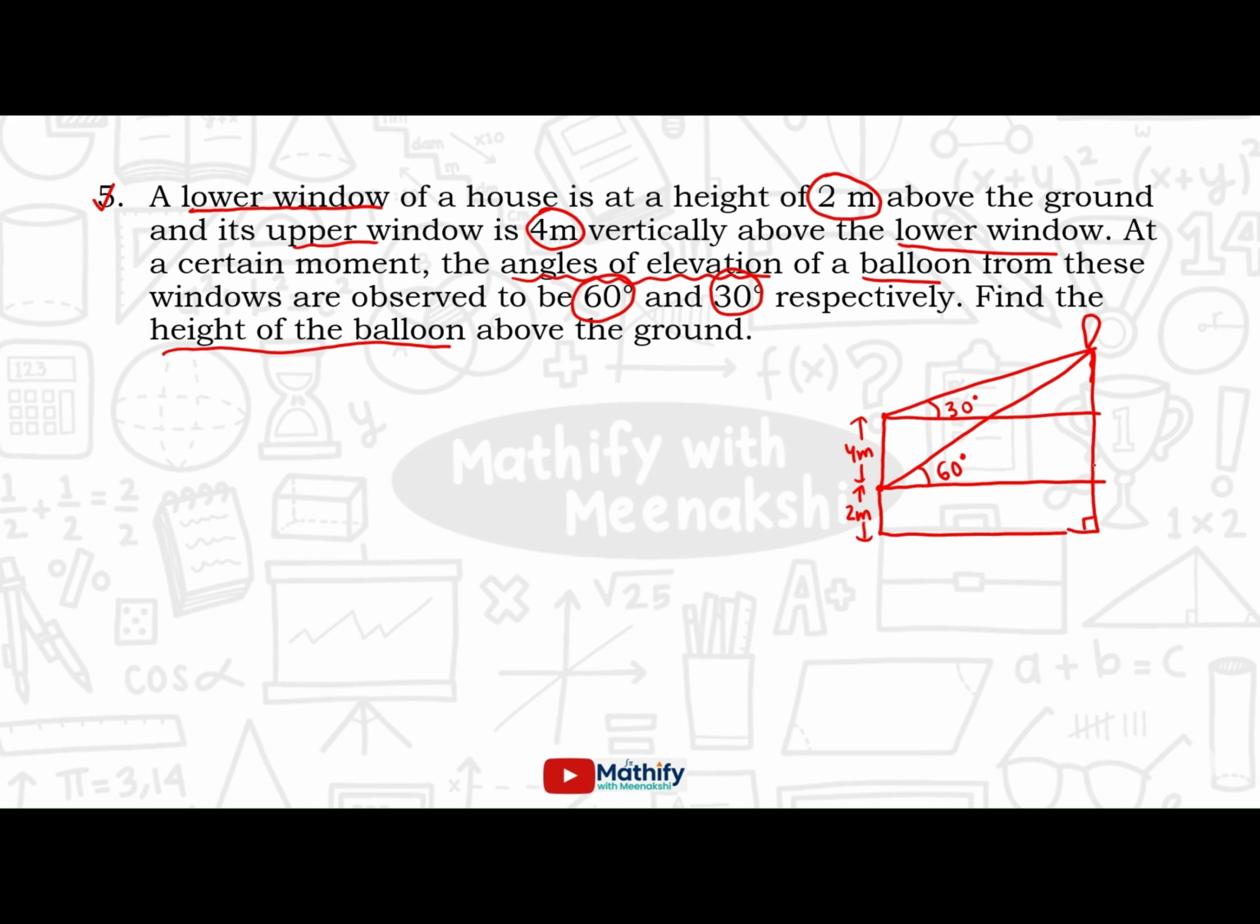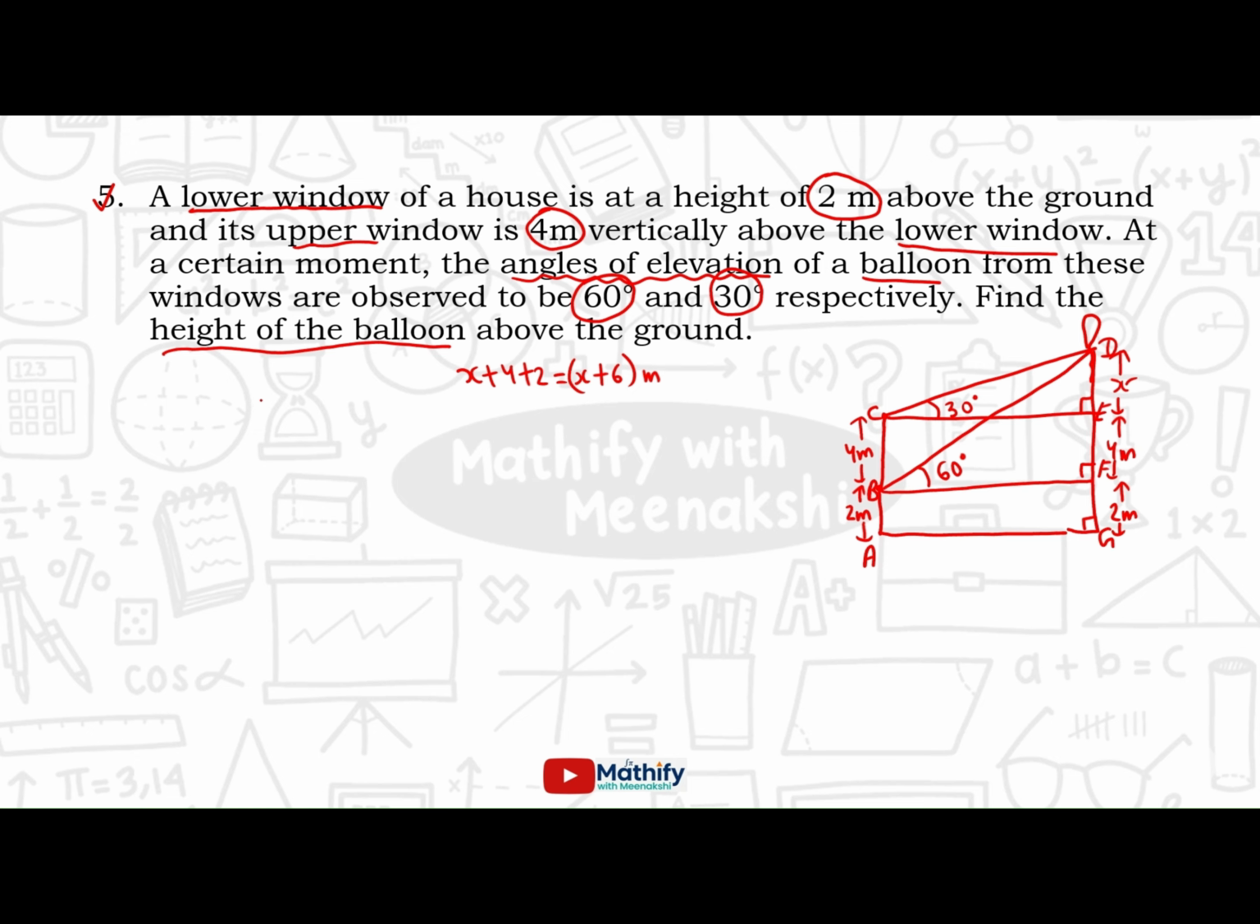Did you observe something here? If this is 4, then this is also 4. And if here it's 2, then here also it's 2. Let's take this as x. So the height of the balloon is x plus 4 plus 2 from the ground, that means x plus 6. We have to just find the value of x and we'll put it here. Now, just write the alphabets here, naming A, B, C, D, E, F and G.